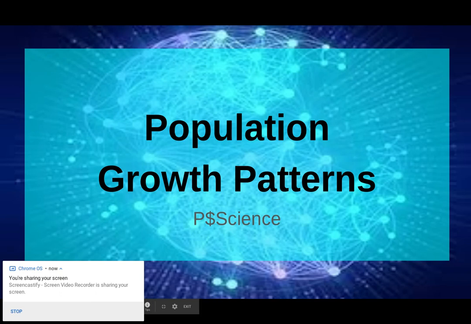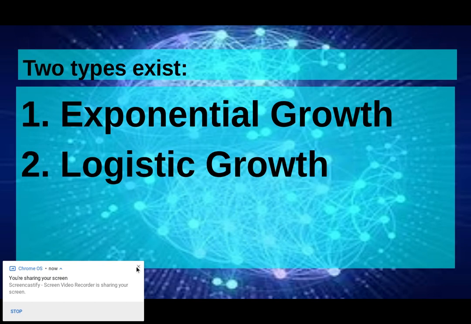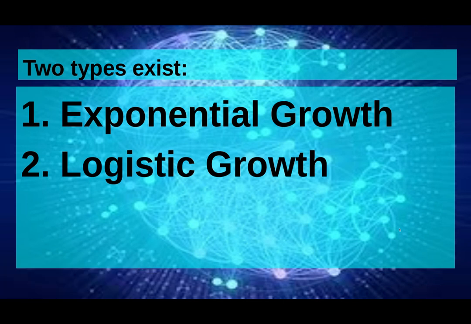All right, so we're on week 3, the second week of ecology. This week we're looking at population growth patterns. We're going to cover two major types of growth patterns: exponential growth and logistic growth. We'll go through the basics of each, what type of species follow each type of pattern.